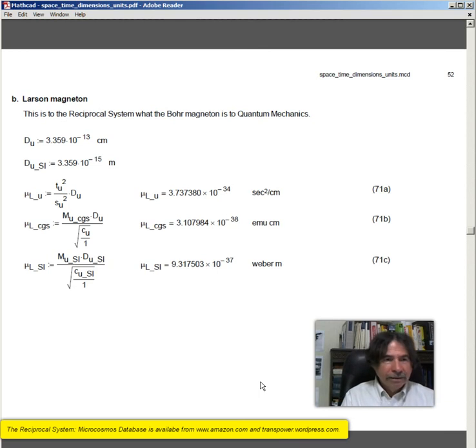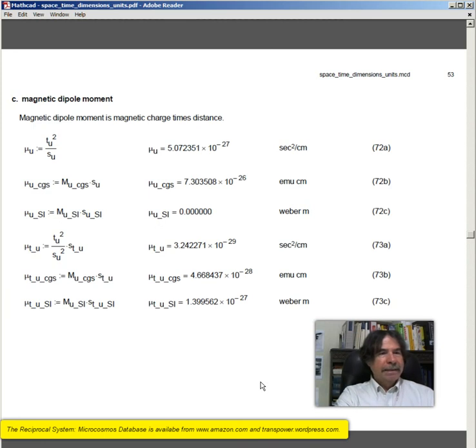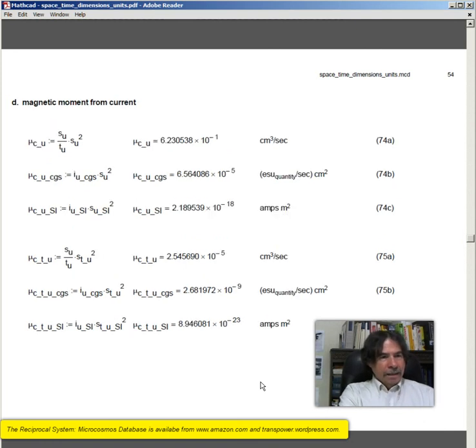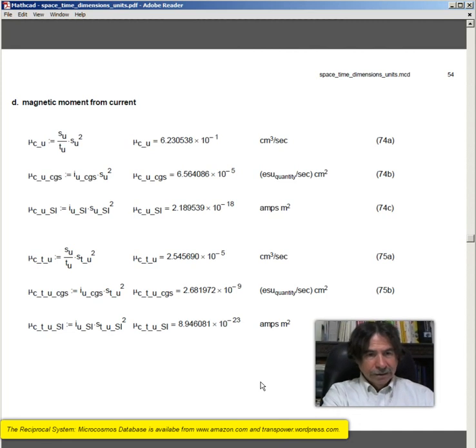And here's the Larson magneton. This is to the reciprocal system what the Bohr magneton is to quantum mechanics. And you can see the calculation here. It comes out to 9.317503 times 10 to the minus 37. Magnetic dipole moment is magnetic charge times distance. No surprise here. Magnetic moment from current: again, the units are centimeter cubed over second, which is kind of interesting. Same as for capacitance.